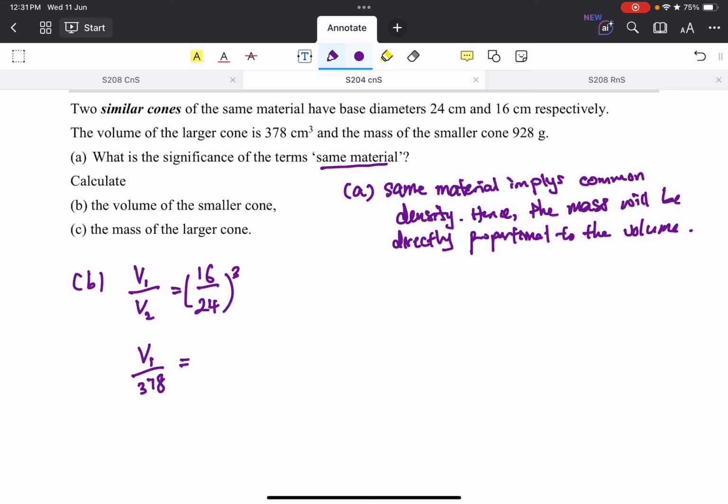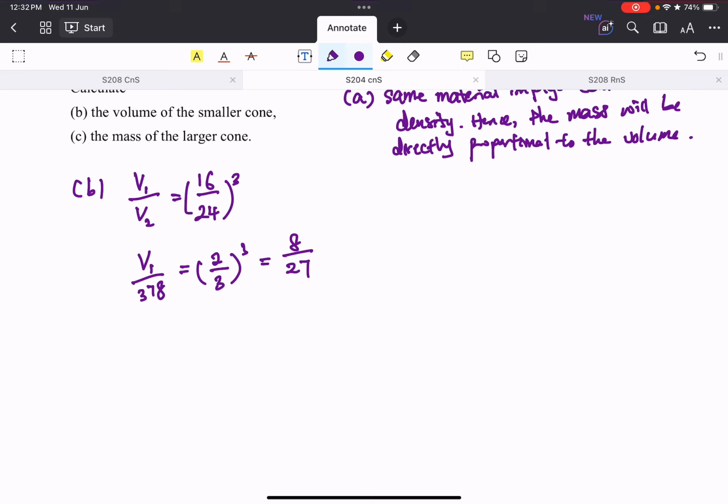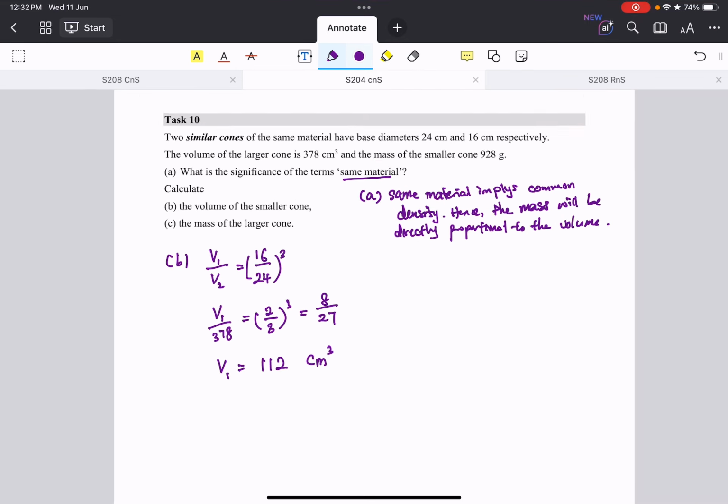Because I didn't bring my regular calculator home with me, I'm at home right now, so this calculator is not working very well. Never mind, we will do it manually. 16 divided by 8 gives me 2, 24 divided by 8 gives me 3, cubed, which gives us 8 over 27. So now we have V1 equal to 8 divided by 27 multiplied by 378, which gives us 112. And the units in this case are cubic centimeters. That's all good.